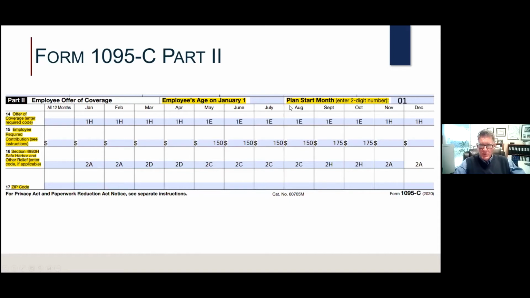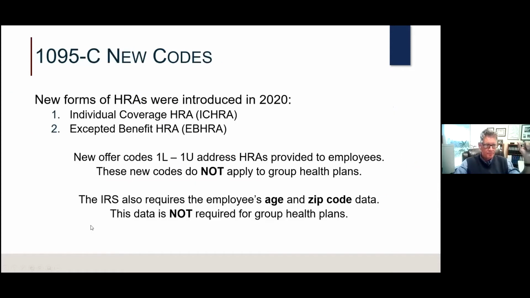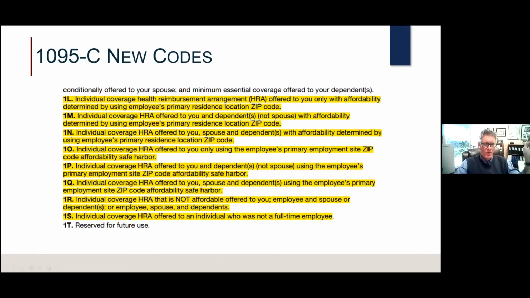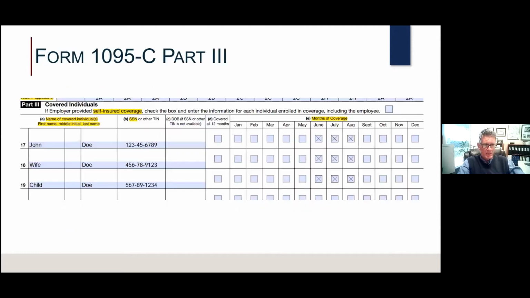One minor change: the plan start month is now a required field. Navigator populates this for you, so you will now see the month that your benefit plan begins on the 1095. These are the codes. These are new codes related to the individual coverage HRAs. Again, we're not going to cover these. They're here, but they don't pertain to anybody here in this room.